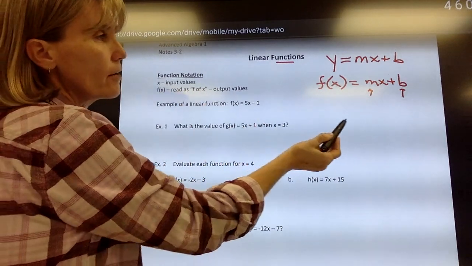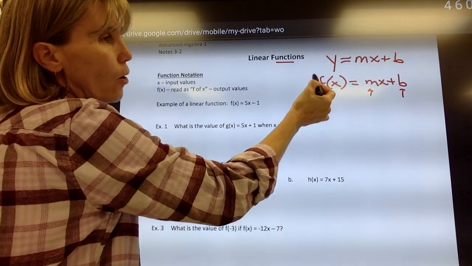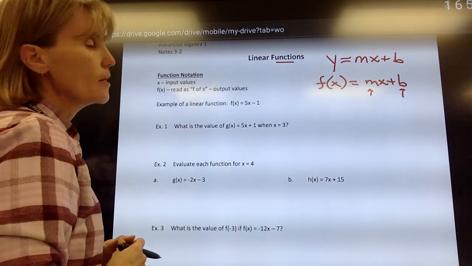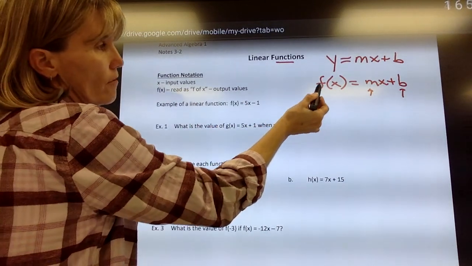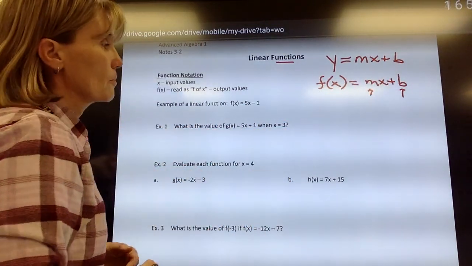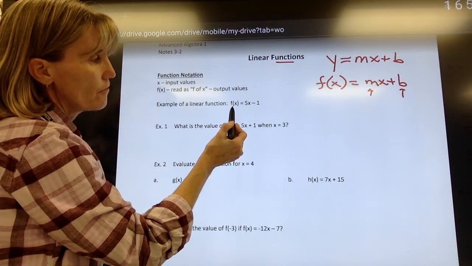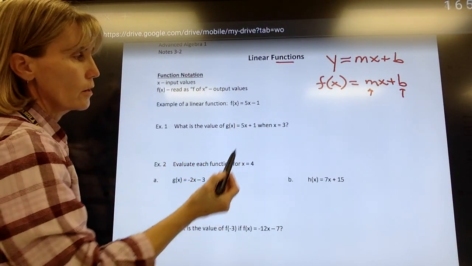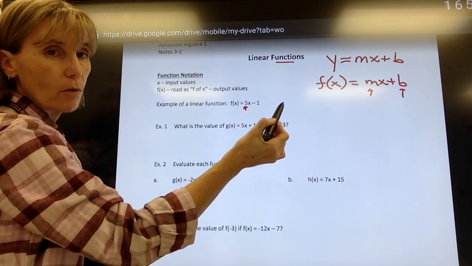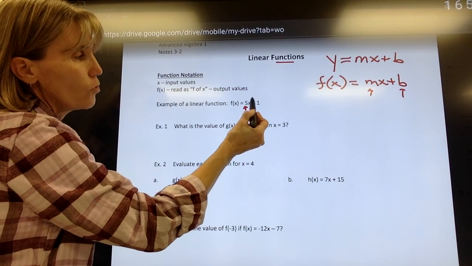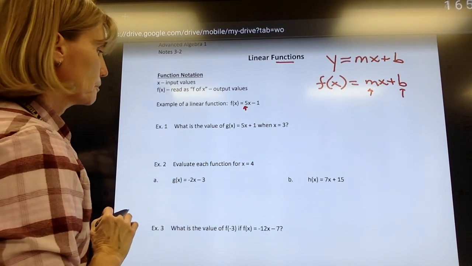X is still the input values. You're still going to be plugging values in for x, and this is still going to be your output values, but instead of y, it's going to be f of x. And again, we read that as f of x. So f of x equals mx plus b. Here's an example of a linear function. I would read this as f of x equals 5x minus 1. The slope of that function is 5, so it's going to rise 5 and run 1. It's going to start at negative 1 on the y-axis. None of that changes from topic 2.